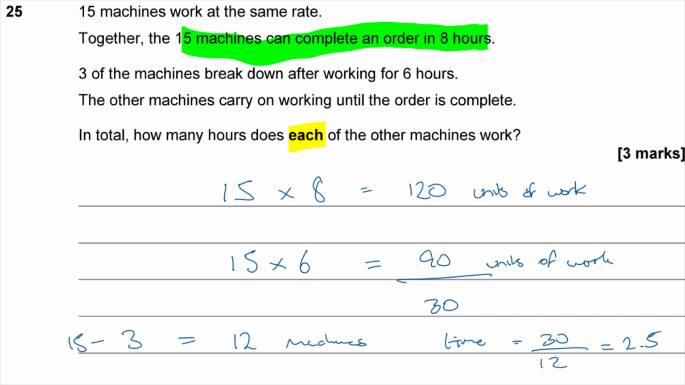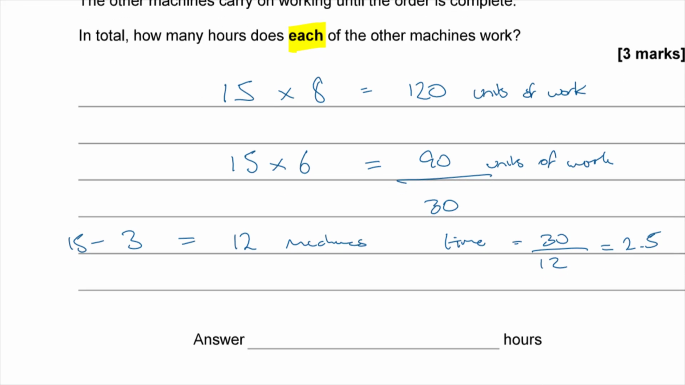So in total, how many hours does each of the other machines work? The other machines, it means the ones that carried on working, the 12 machines. So they worked for 6 hours and then 3 broke, and then those machines carried on working for another 2.5 hours. So in total, the machines worked for 6 plus 2.5, which is 8.5 hours of work.